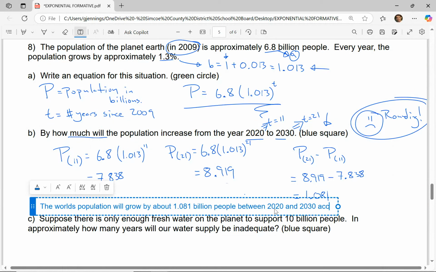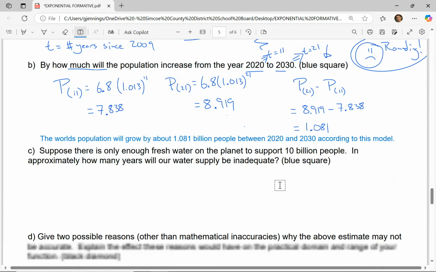There, that's a fulsome sentence answer. Okay, so now, suppose there's only enough fresh water to support 10 billion people. So this is to say, we want to know when is 10 equal to 6.8 to the t. We want to know what does t equal.